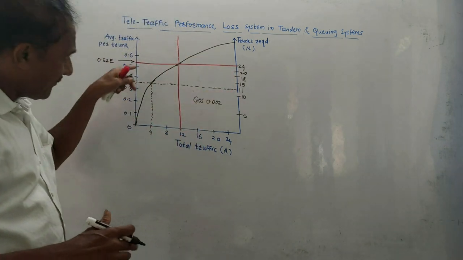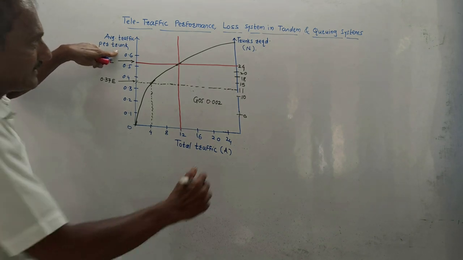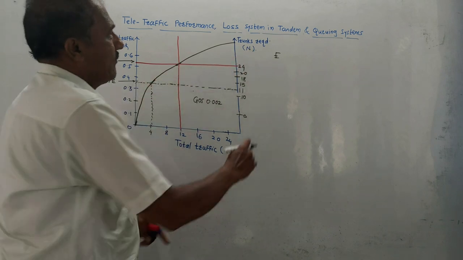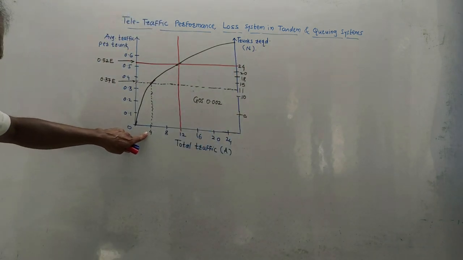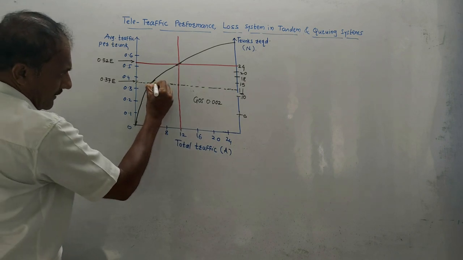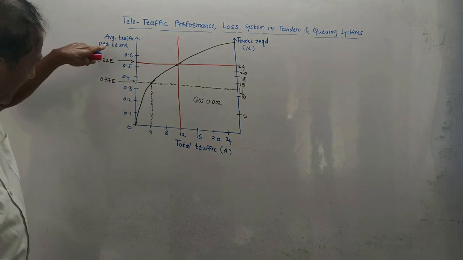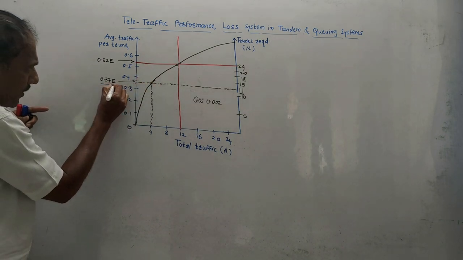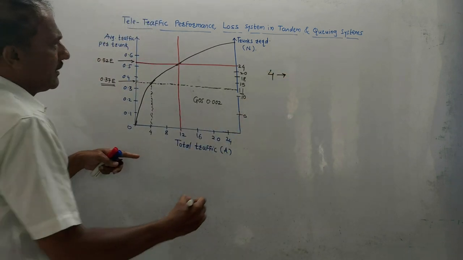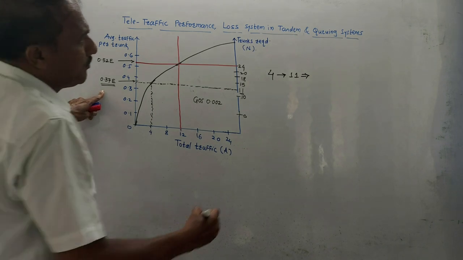So this graph indicates the relationship between average traffic per trunk. We know that traffic is measured in erlangs, denoted by E. Then total traffic, denoted by A, and number of trunks required. For example, if total traffic is 4 erlangs, then 11 trunks are required. I have shown this by black colored pen. So number of trunks required is 11 for total traffic 4 erlang. Then if you measure average traffic per trunk, from this graph it is 0.37 erlang. So this is one reading: for 4 erlang total traffic, 11 trunks are required and average traffic per trunk is 0.37 erlang.